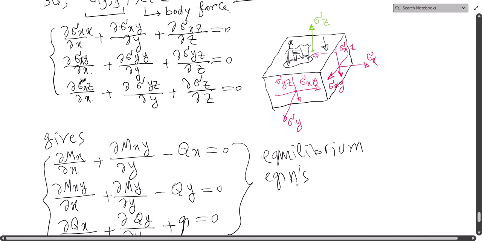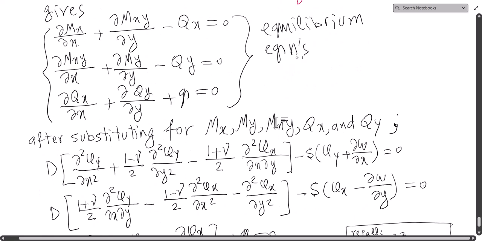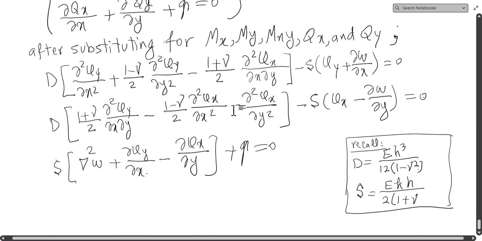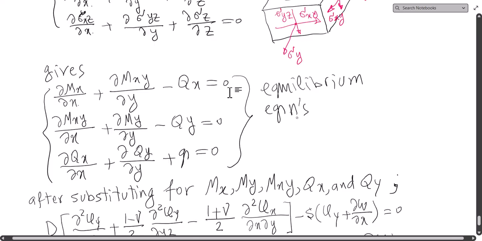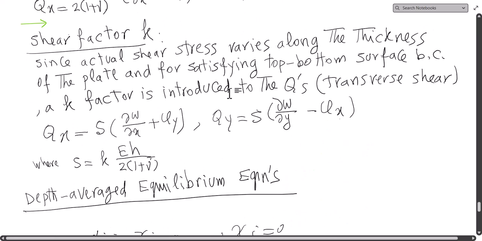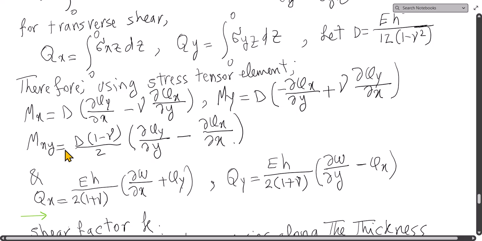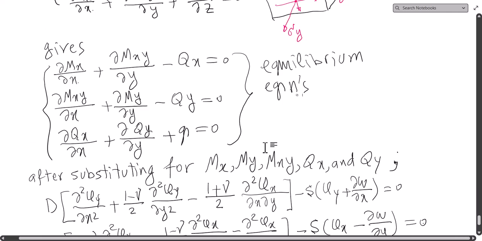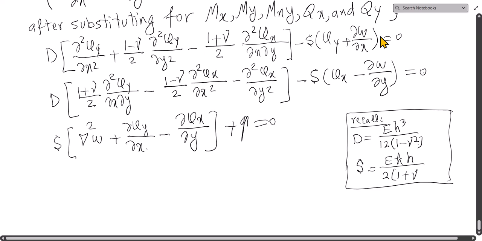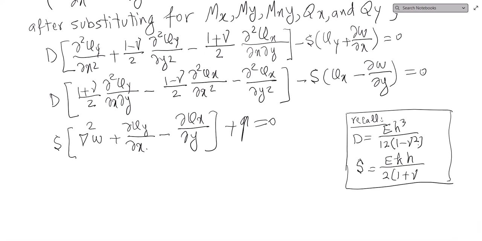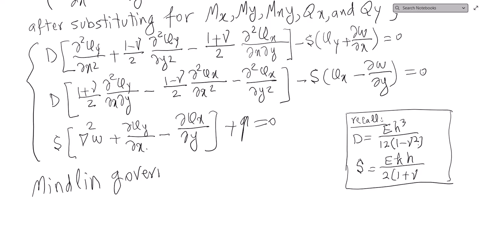It could have any form. It could be constant, or any form that you want, but it's a distributed load on the top surface. Now, if you come here and substitute the mx and my and all of them that we calculated here and do some manipulation, you will get these equations. These are the celebrated Mindlin governing equations.